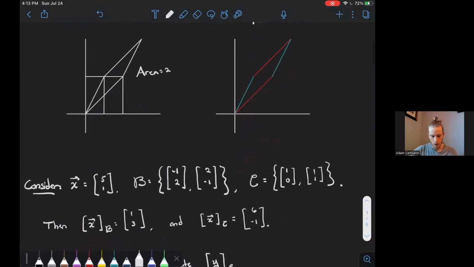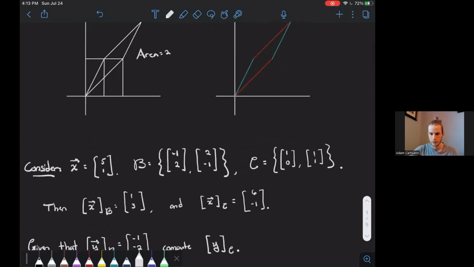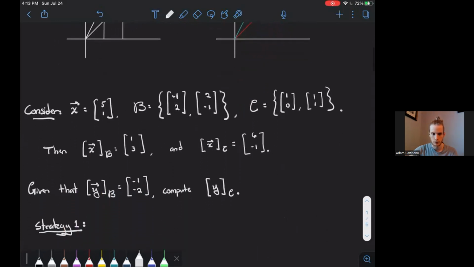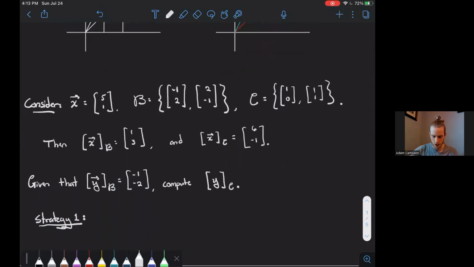So we're going to look at just one other example. Start with some vector x, which is (5, 1). These are all vectors in R2. I didn't say that, but you can tell from the context. We're going to have two bases, B and C. B is going to be (-1, 2) and (2, -1), and C will be (1, 0) and (1, 1).